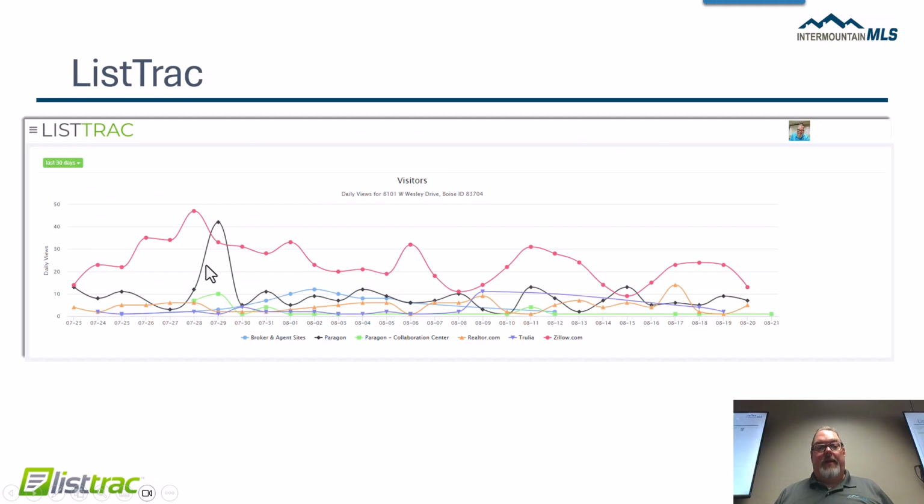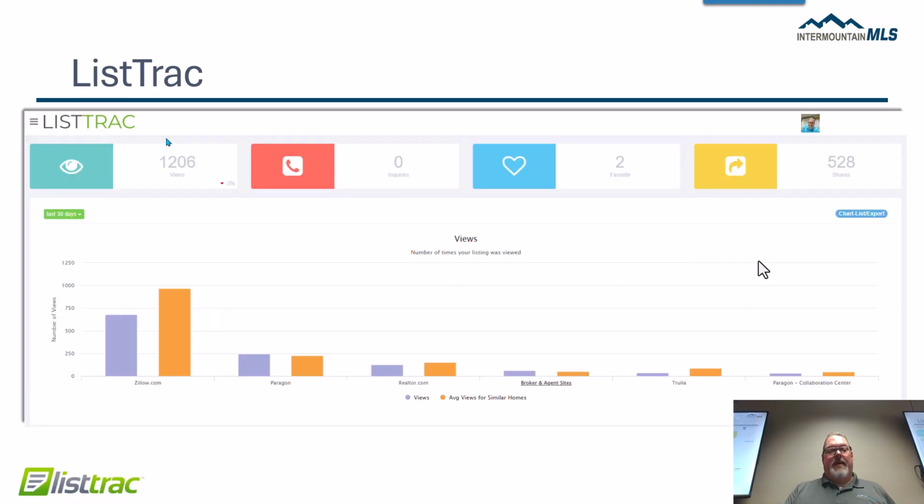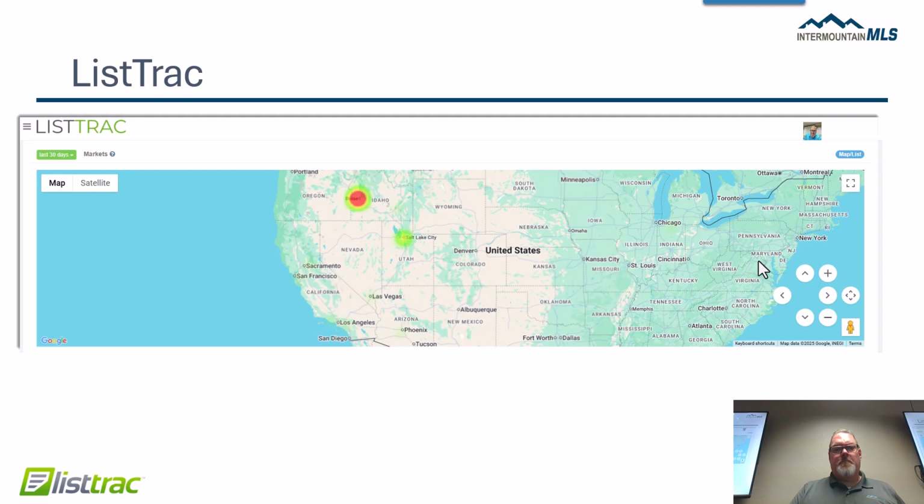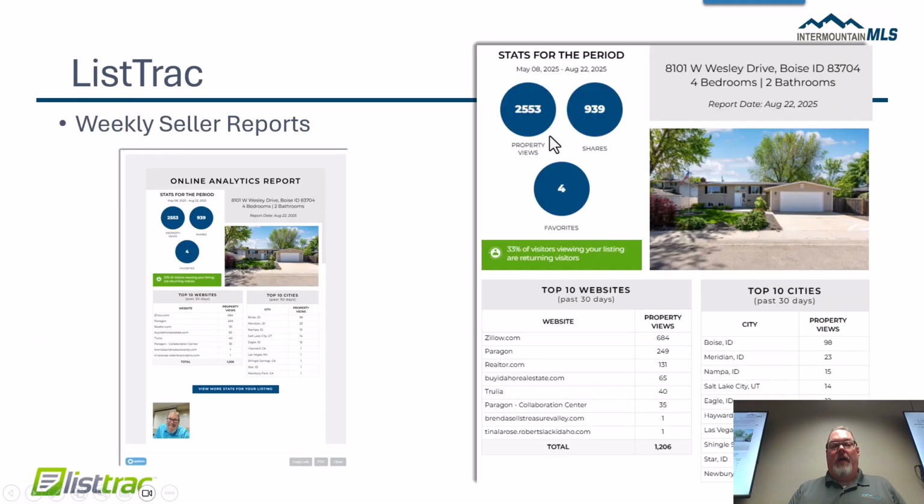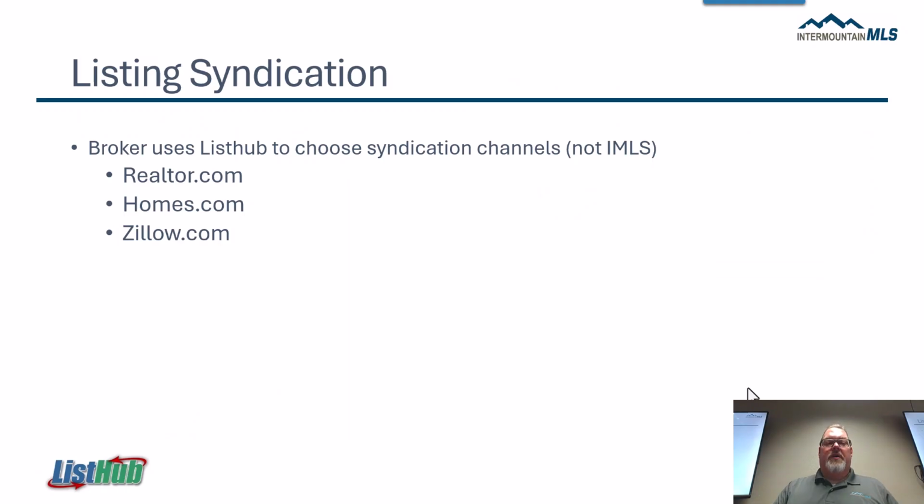If you can't read the bottom down here, this red line is Zillow for this particular property. So it's just showing how many views it had on each day. And then here we have the same kind of information on a graph. And then a map showing where the property is being viewed. This particular property the screenshots were from was in Boise. But of course, they're getting some hits down here in Utah as well. And on the weekly seller report, we can see the number 4 city for the last 30 days was Salt Lake. But that's ListTrack.